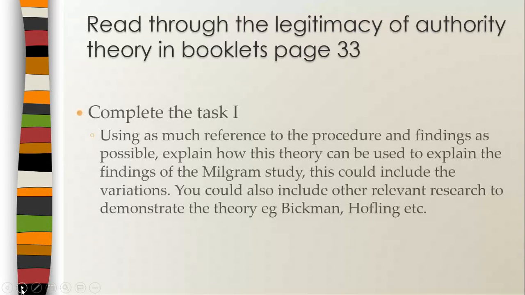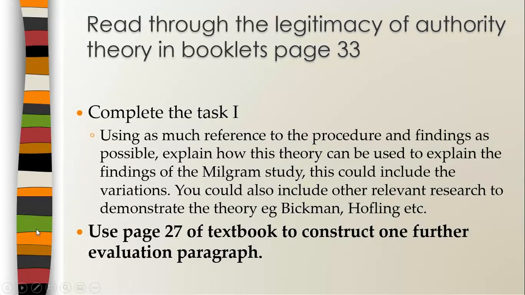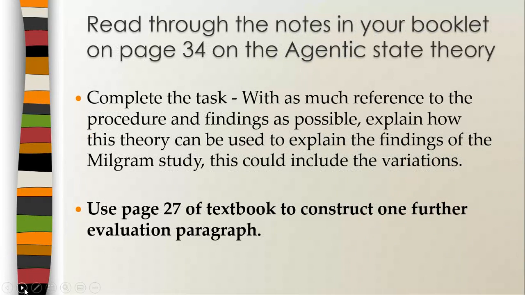So read through your booklet on page 33 and complete the task on page 1, using as much reference to the procedure and findings as possible. You could include Bickman's research on uniform. You could include Hofling's study on nurses as well. And page 27 of the textbook will help you construct one further evaluation paragraph. On page 34, there's a task about the agentic state. Again, it's linking this to Milgram's study. And page 27 of the textbook, again, will help you construct one further evaluation paragraph.